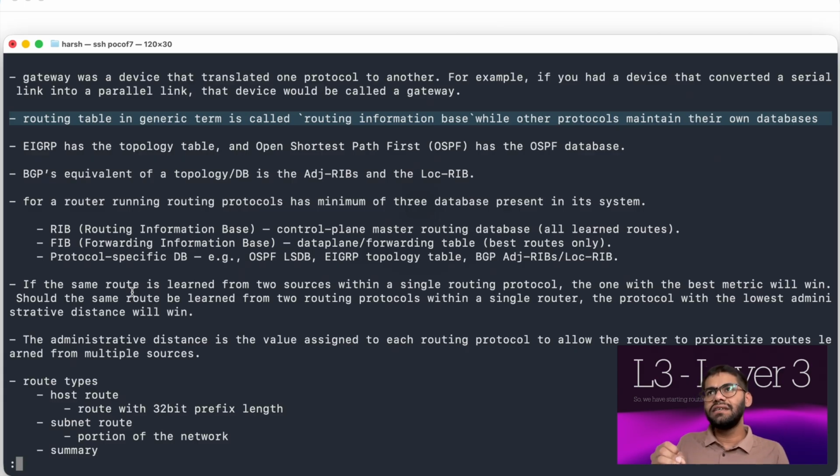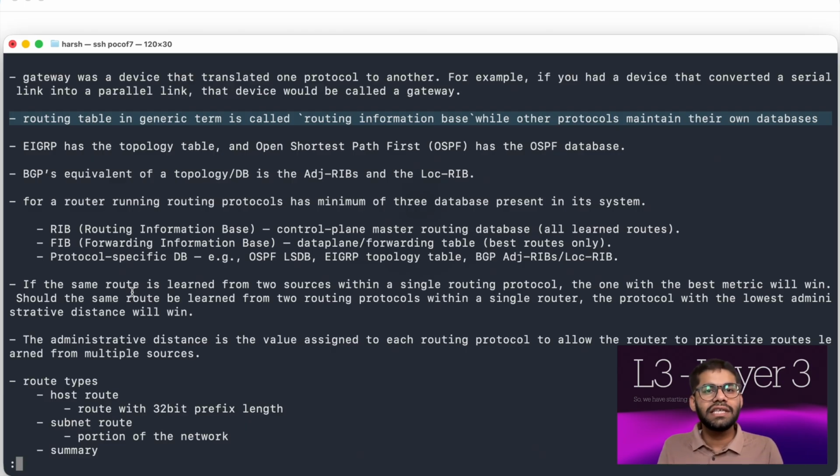And metric is a protocol specific thing, because every protocol has its own metrics. For example, the EIGRP metric is calculated on the basis of link speed, latency, bandwidth, etc., and may vary into the thousands.